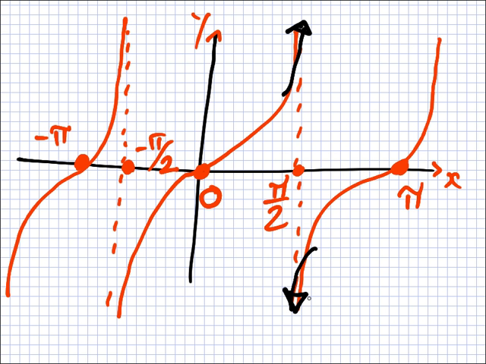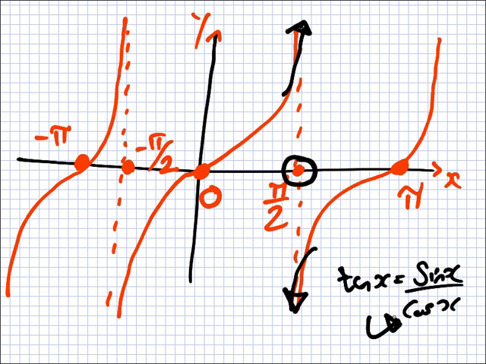Does anybody know the reason for this? It never reaches. Tan x is the same thing as sine x over cos x. And what's happening at this point here, that's becoming 0. This is why it breaks.